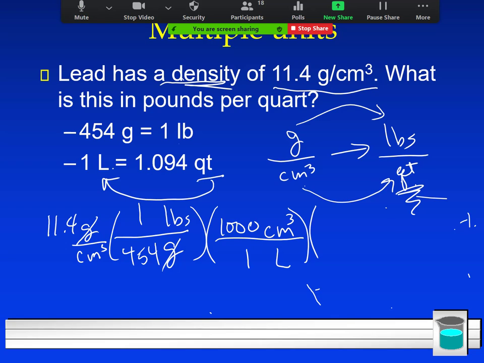Then my centimeters cubed cancel out, and I can turn liters from the bottom, put up top, into quarts, because 1 liter is 1.094 quarts. So with that, I have the right units. Pounds on top, quarts on the bottom.